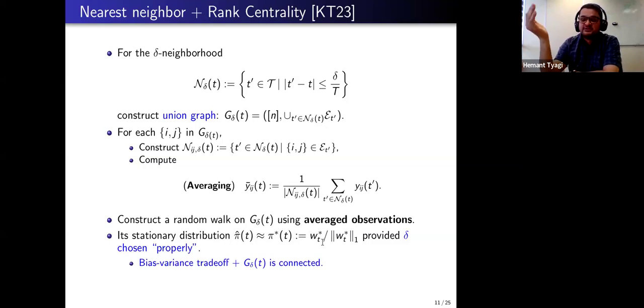Delta, of course, has to be chosen carefully to balance the bias and variance errors, but also delta has to be chosen in order to ensure that your union graph is at least connected. Otherwise, none of this would make sense. If your delta is too small, then you would have a large variance and your union graph might be disconnected. If delta is large, then you would have a large bias. So you need to have these considerations of the union graph being connected in your choice of delta. You have to take into account all these things. But that's really the philosophy of what we are doing.